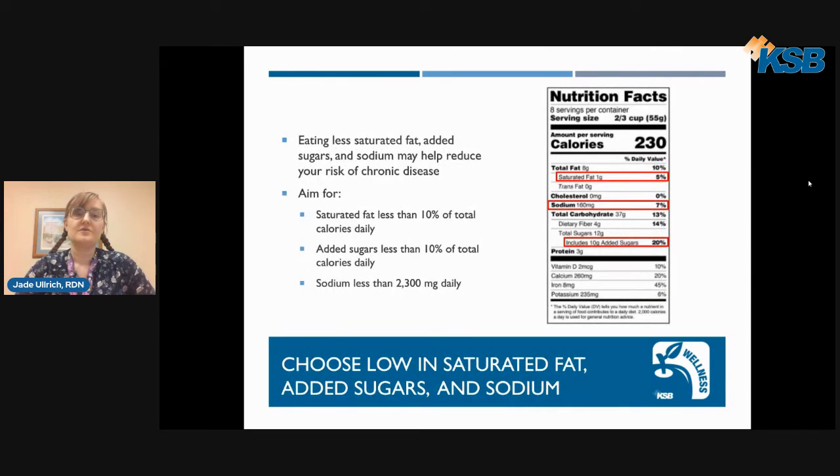Next, choose foods low in saturated fat, added sugars, and sodium. Eating less saturated fat, added sugars, and sodium may help to reduce the risk of chronic diseases such as diabetes, heart disease, kidney disease, and cancer. Aim for saturated fat to be less than 10% of total calories daily, and aim for added sugars to be less than 10% of total calories daily, and they should be avoided for children under 2 years old. Also aim for sodium to be less than 2,300 milligrams daily. This is for adults and children 14 years and older.